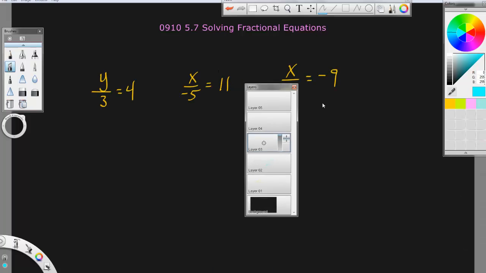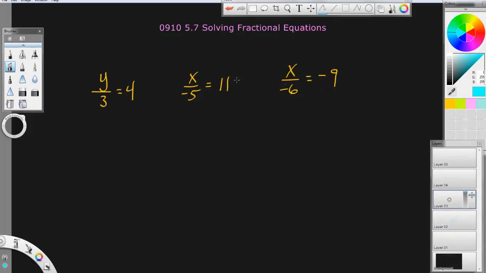Last problem. Oh, nope, I lied to you. There's 4 more. When you're doing a problem like this, we could multiply both sides by the number that's on the bottom. And if I did that, that work would look like this. 3, and then this 3 would cancel that 3, because that's like 3 over 1, leaving me y equals 12.